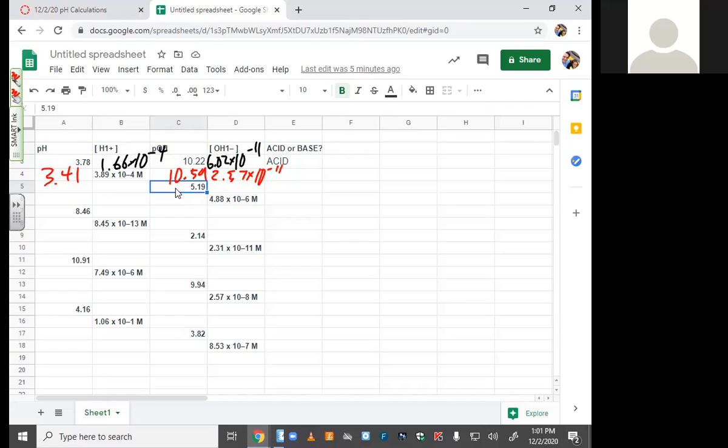Is it always going to be times 10 to that? Yeah, it's going to be times 10 to the whatever. Sometimes it's negative 11, sometimes it's bigger, sometimes it's smaller. 3.41 is the pH. Are we talking an acid or a base? Acid. Rock and roll. All right, carry on.